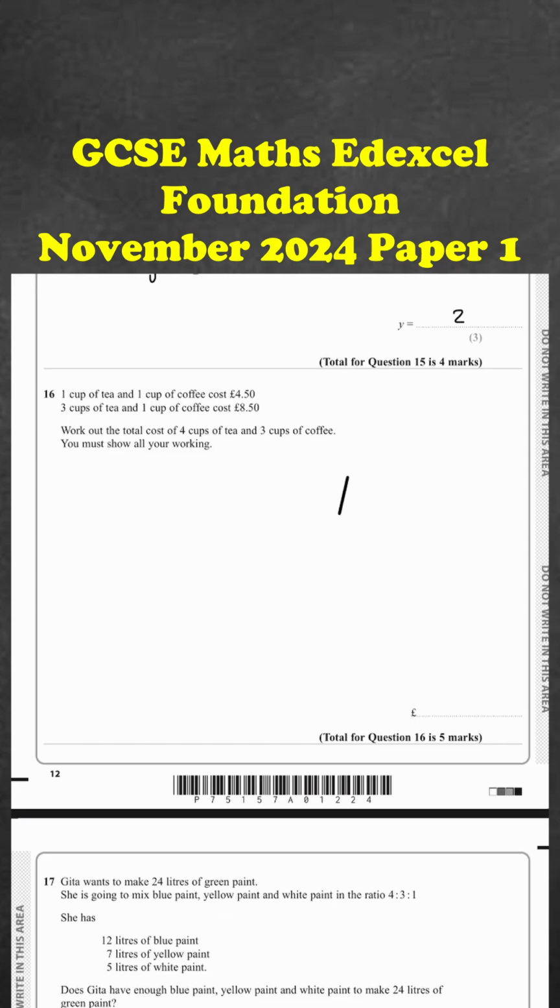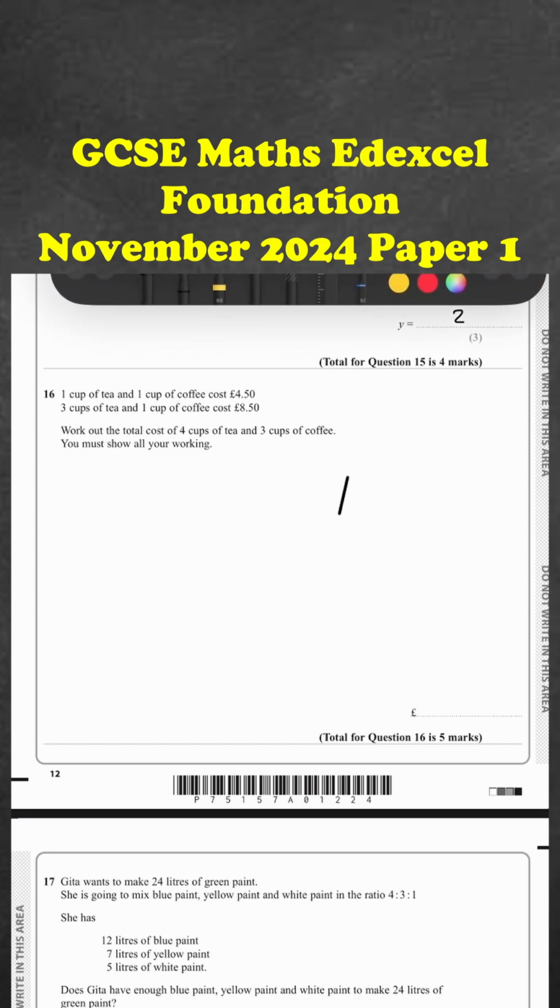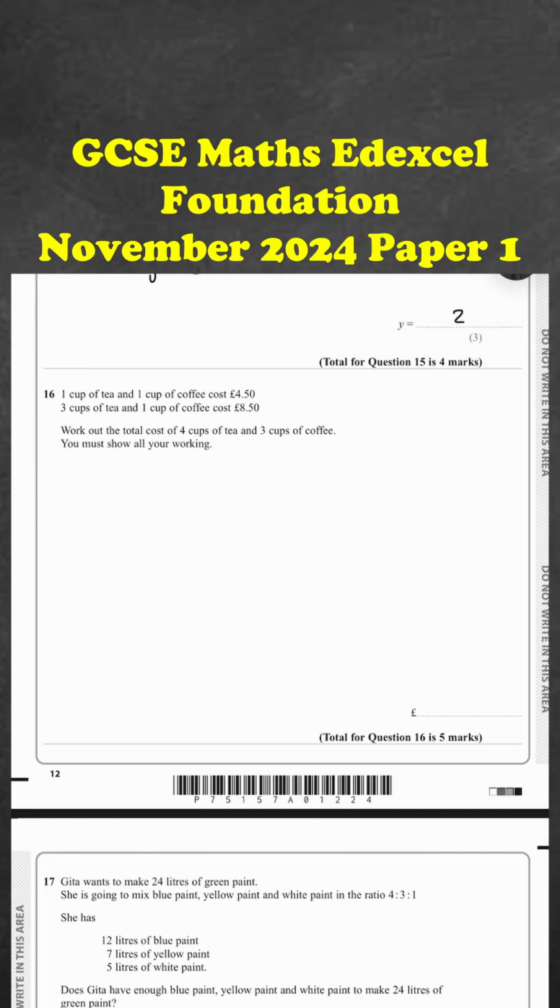Question number 16. 1 cup of tea and 1 cup of coffee cost £4.50. 3 cups of tea and 1 cup of coffee cost £8.50. Work out the total cost of 4 cups of tea and 3 cups of coffee. You must show all your working.